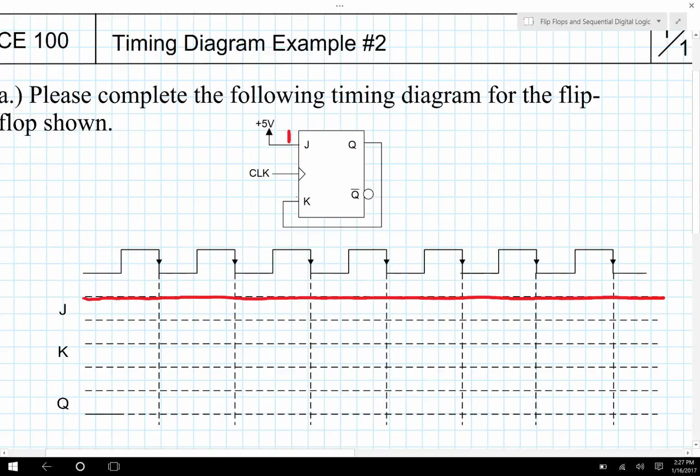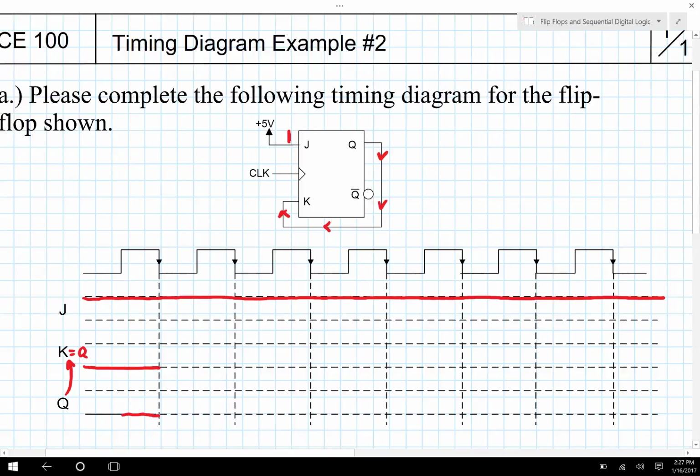But now I see that k is going to be received from the value of q. So whatever q contains, that's going to be copied into k. So I'm going to see that this is equal to q, and whatever is in q is going to be copied up into k. Okay, well, before the first active edge, q contains a 0, and therefore k also contains a 0. And that's up until the very first edge.